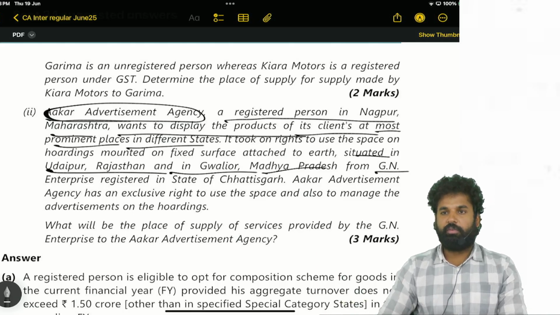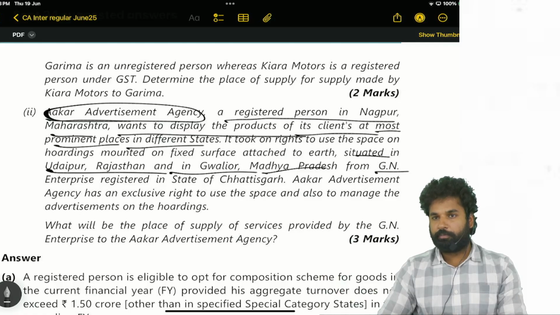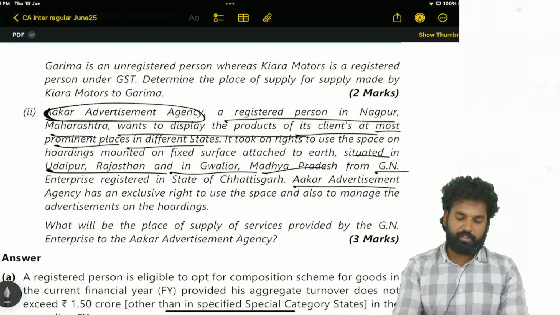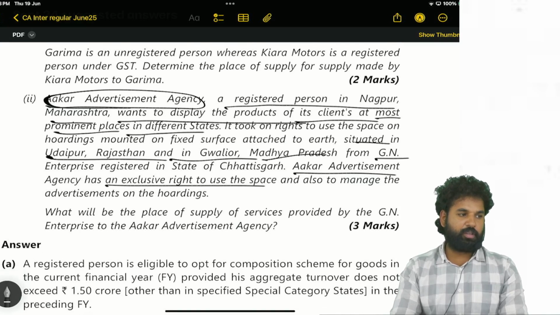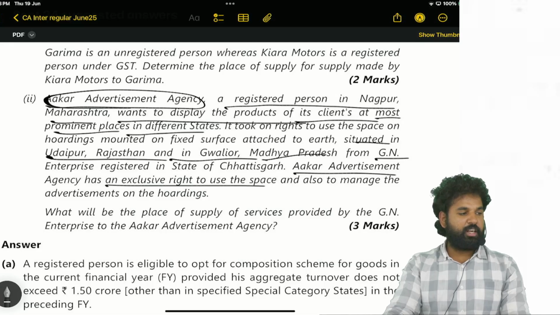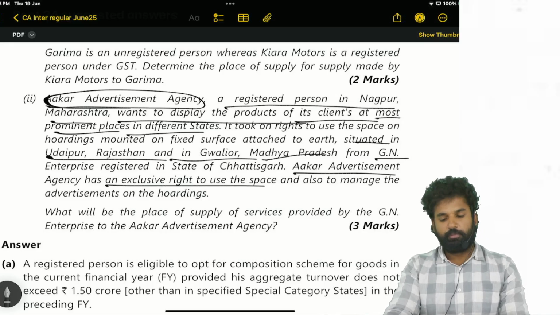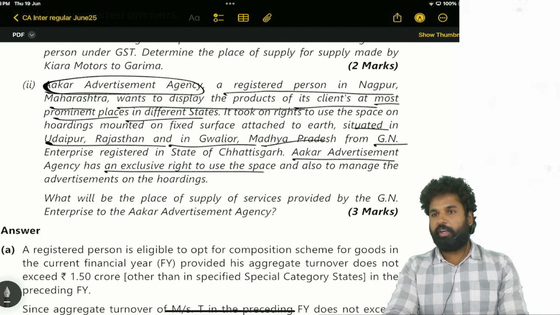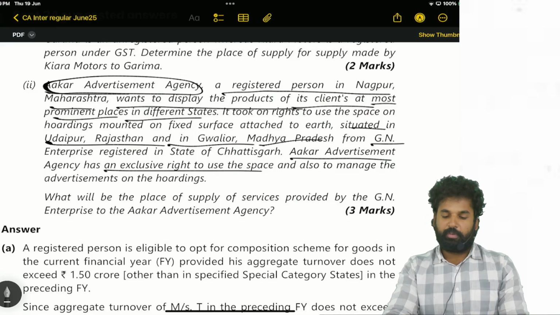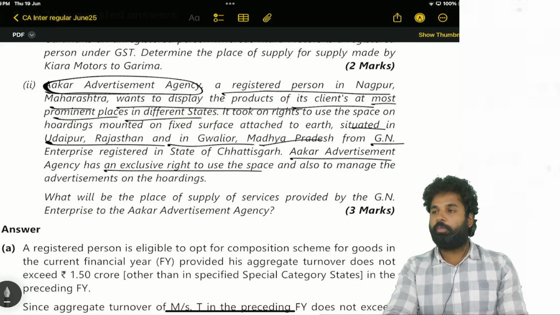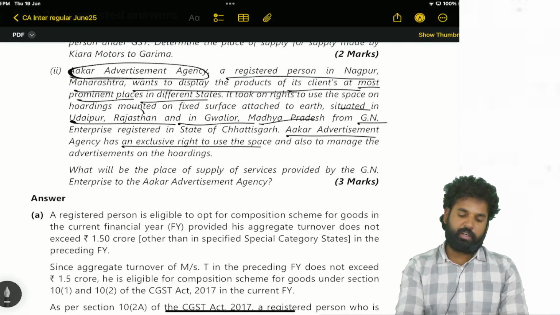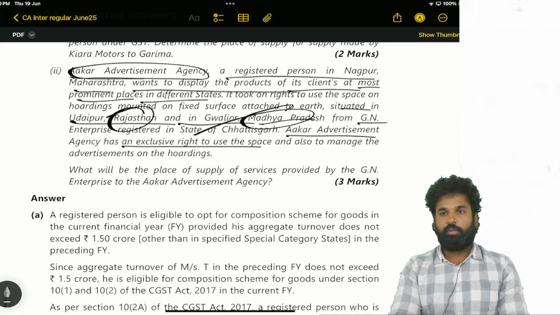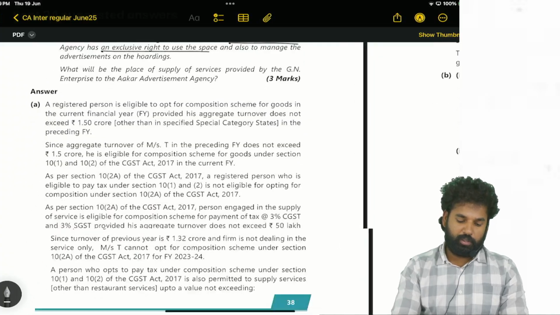What is that? Renting of immovable property, we can say. Akar Advertisement Agency has an exclusive right to use the space and also manage the advertisement on the hoardings. What will be the place of supply of the services provided by GN Enterprises to Akar Advertisement Agency? This is a supply relating to immovable property. Then the place of supply will be the place where the immovable property is located, correct? Section 12 subsection 3. So where is the immovable property located? It is located in Rajasthan. It is located in Madhya Pradesh. Both the places.